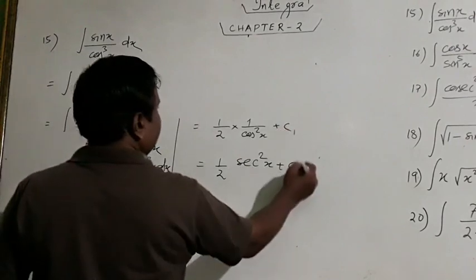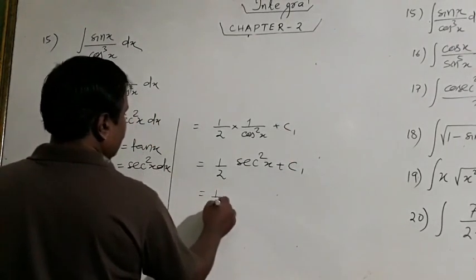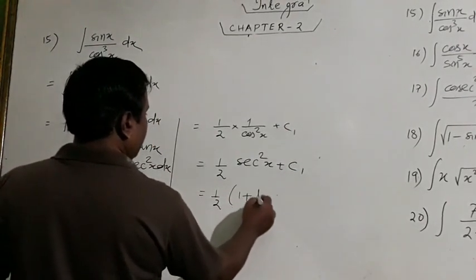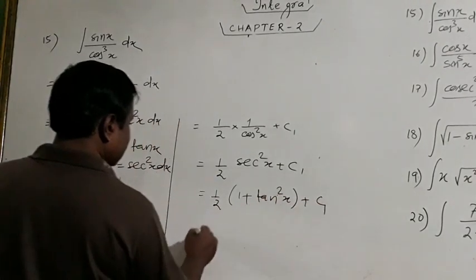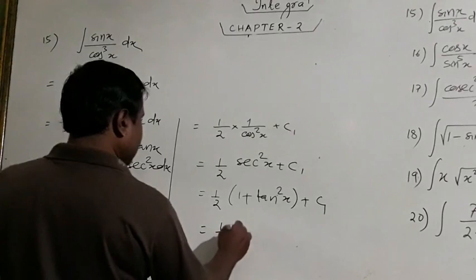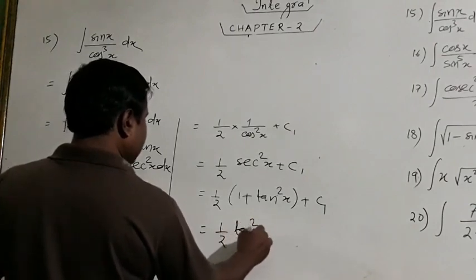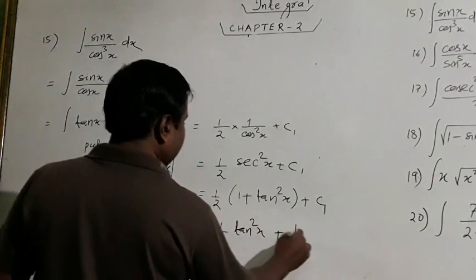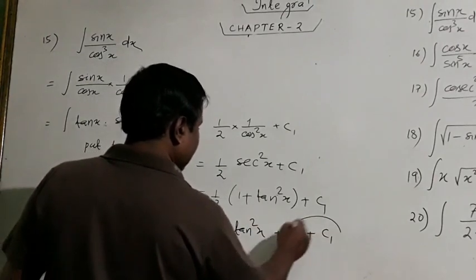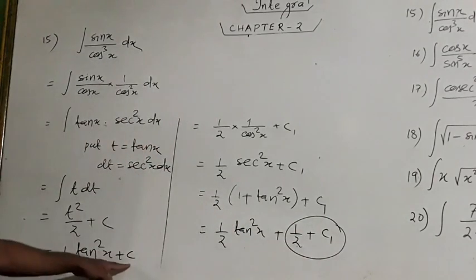Suppose I am taking here c1. Then look at the difference. 1 plus tan square x plus c1. The answer is half tan square x. I am multiplying half to tan square x and writing first. Then half plus c1. And it becomes what? Another constant c. So the answer is half tan square x plus c. Okay?